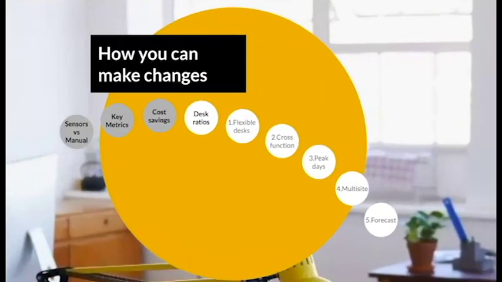My background is around data analytics. Really the intention of this session is to take you through some of the terminology used around utilization optimization. We're going to focus on desks in this session. The reason we did this is to give you very nitty-gritty how-tos on changes to make and ensure that you get the best out of some of the data sets that you're gathering.